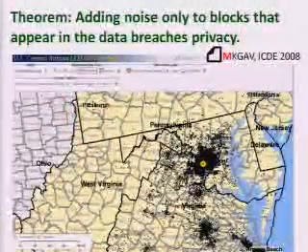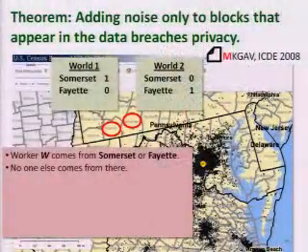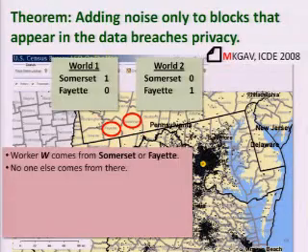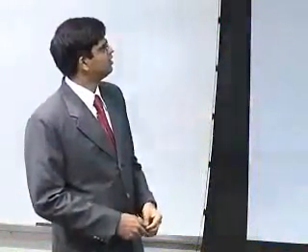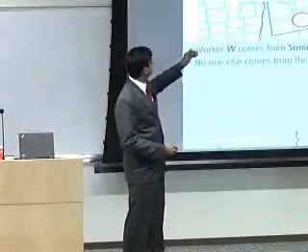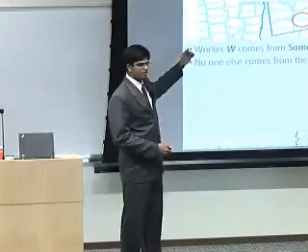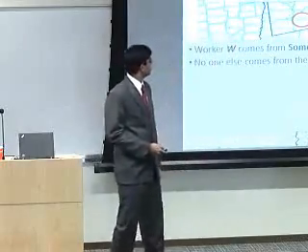So let's say there is a worker W who comes from one of two places, Somerset or Fayette, and then he works in Washington, DC. And you also know that nobody else comes from there. Okay, this is the adversary's prior. So the adversary knows that one of these two worlds is possible, right? Wherein in world 1, one person comes from Somerset, nobody from Fayette. And in world 2, nobody comes from Somerset and one person comes from Fayette.